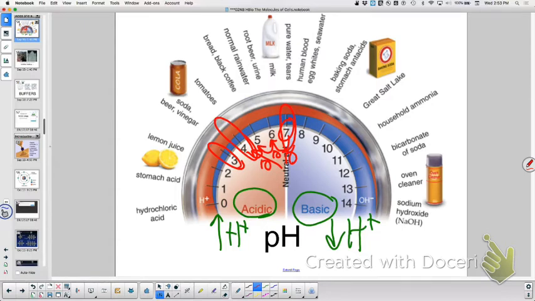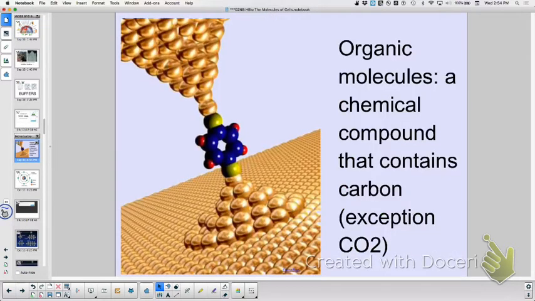Okay? All right. Buffers help keep whatever solution you want, help keep it that particular pH by either absorbing hydrogen ions or hydroxide ions. Okay, that's it for the chemistry. Now, organic.